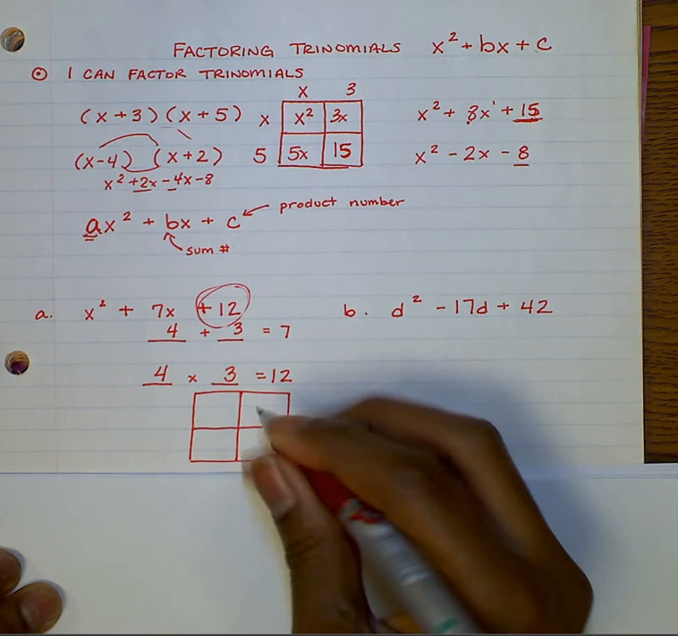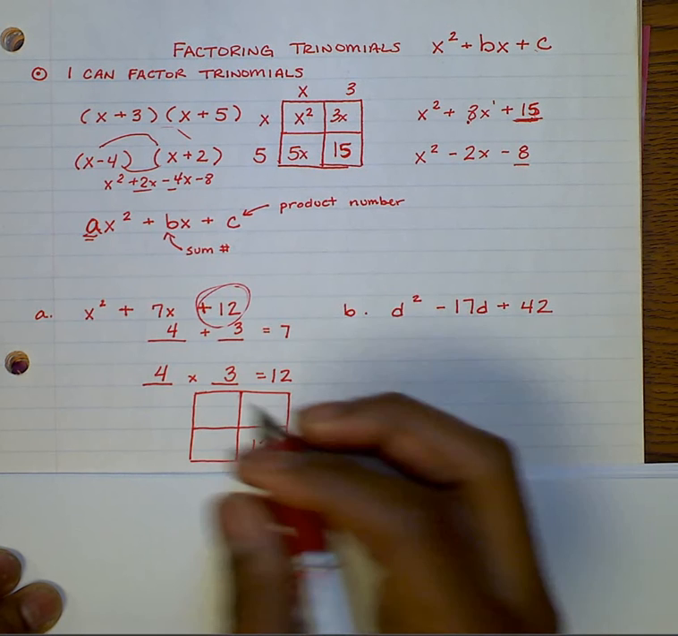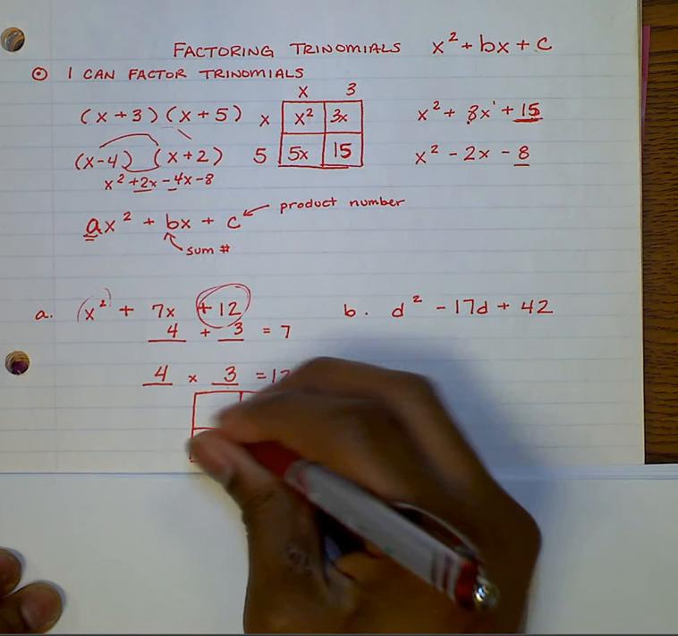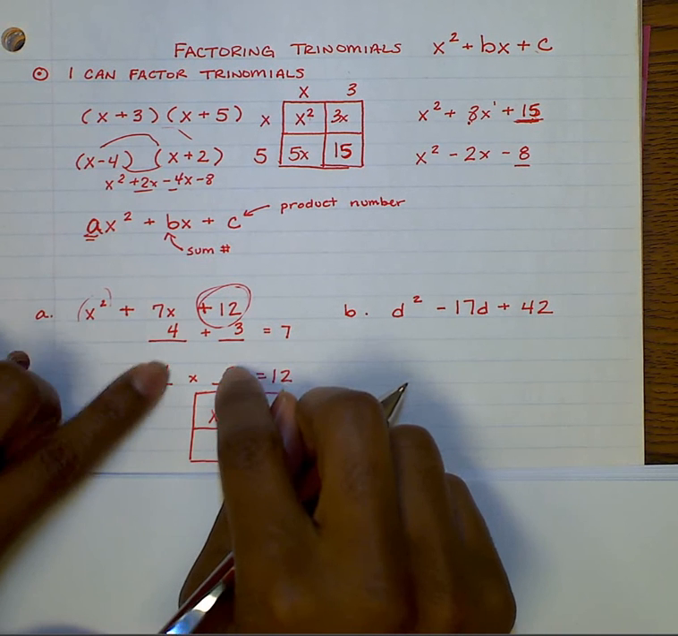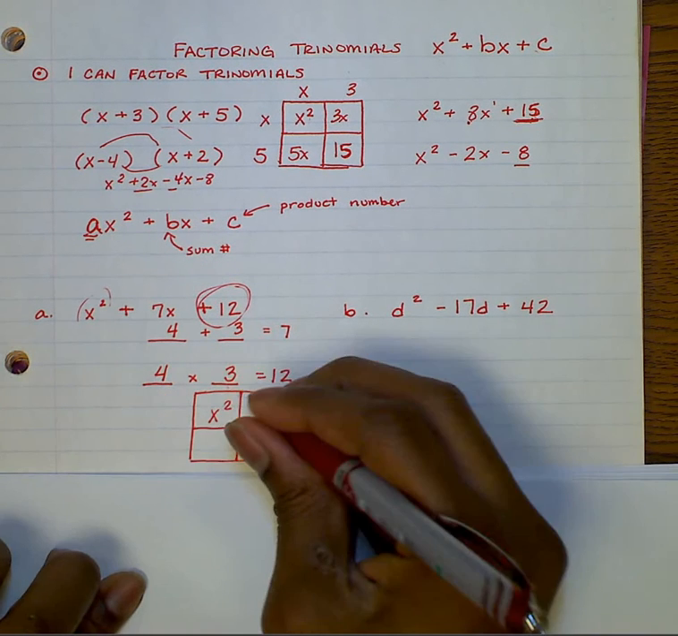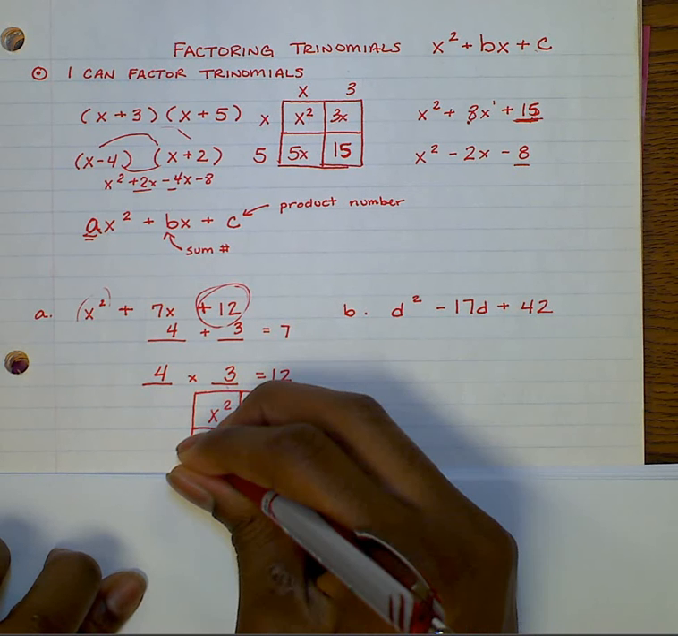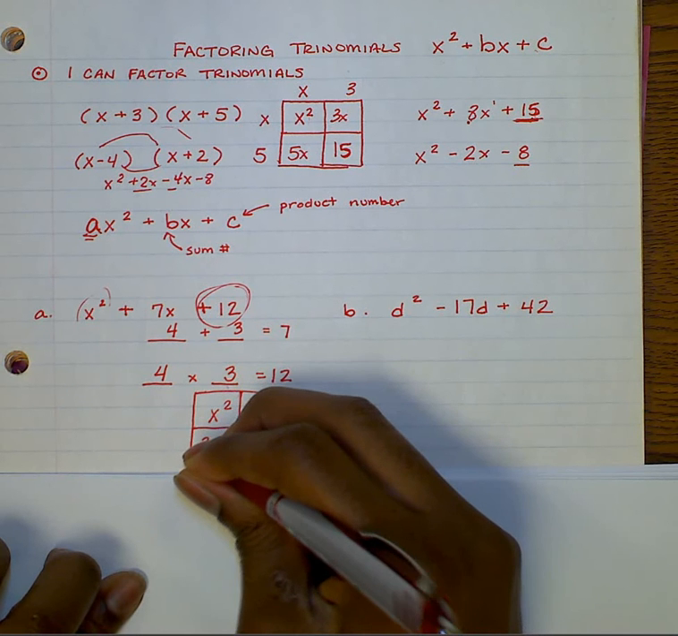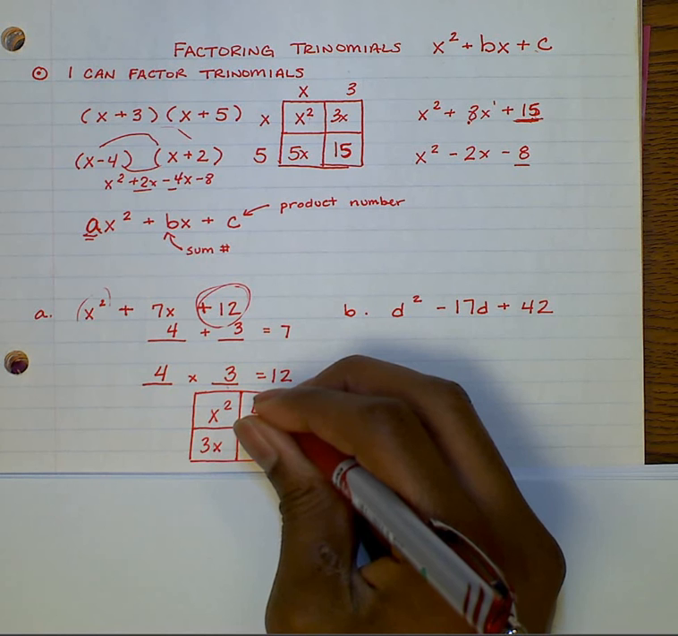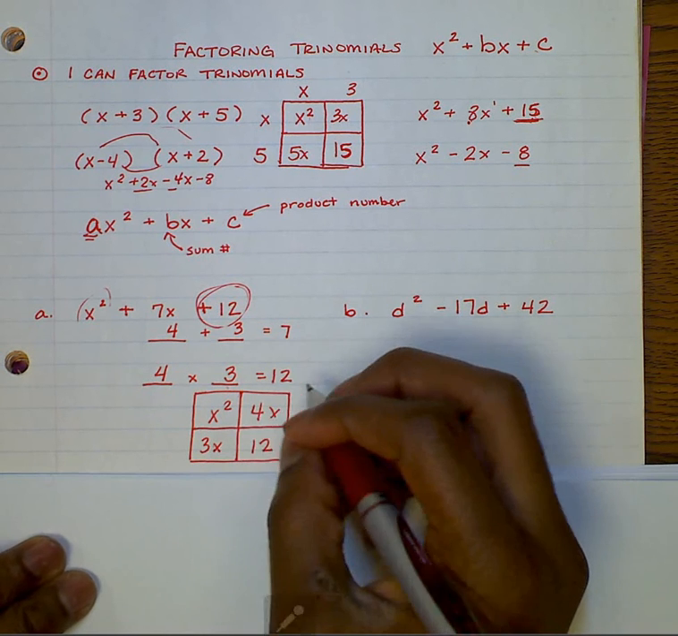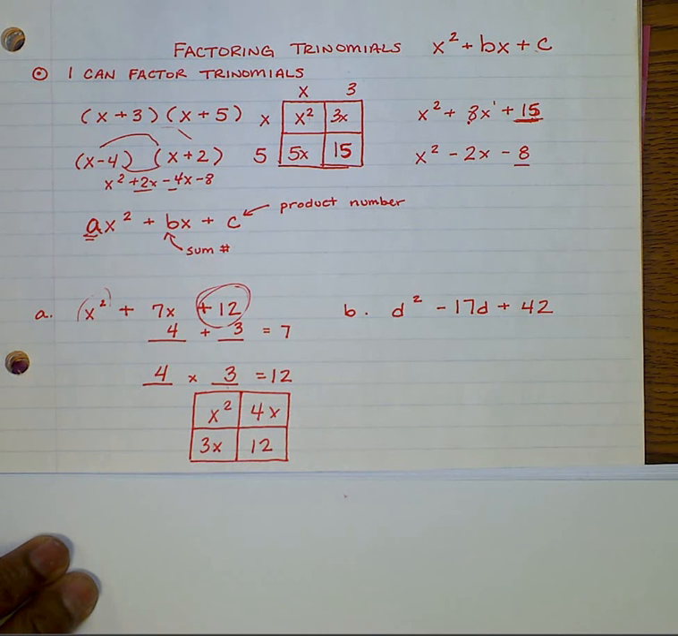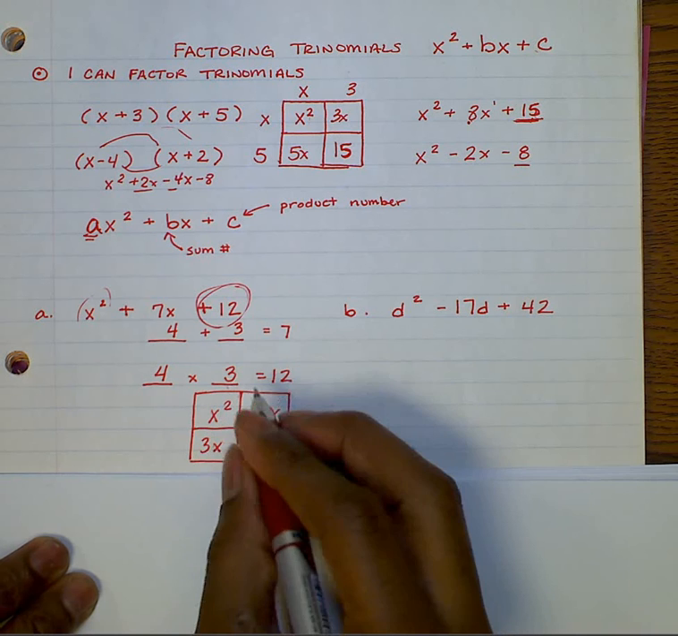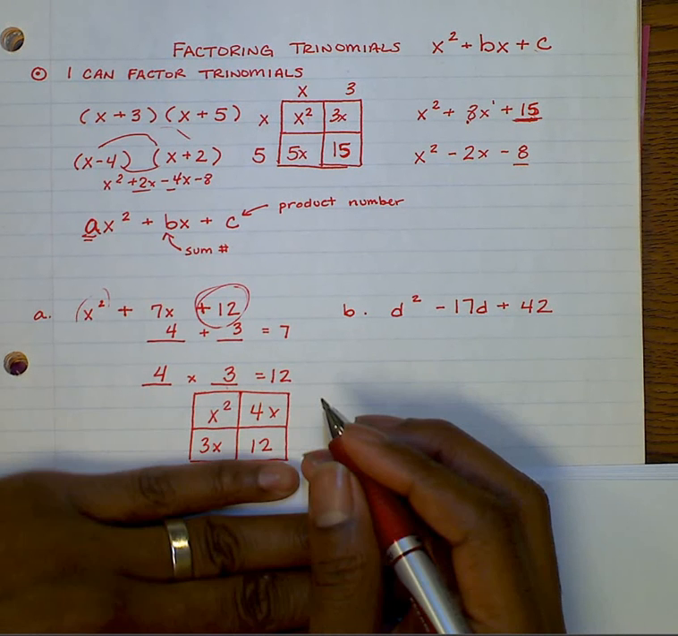this last number, 12, will go here. X squared will go here. And the two values that we just found, 4 and 3, we'll go here with the variable. Okay? And so now through each row and each column, we're going to take out the GCF.